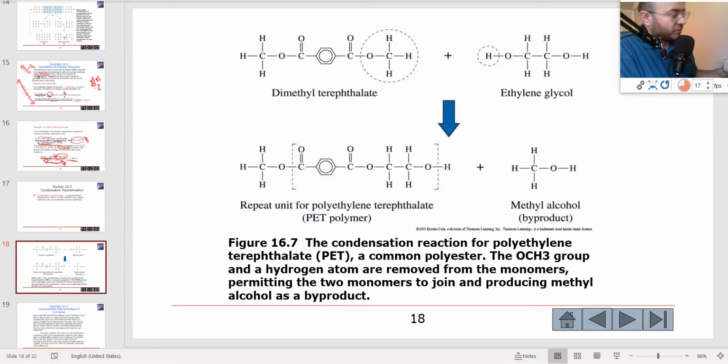Condensation polymerization. Let's look at this example. In this example, when two things combine, something else is released. We have dimethyl terephthalate and ethylene glycol. These two are combining with each other, and we create a longer chain in such a case.